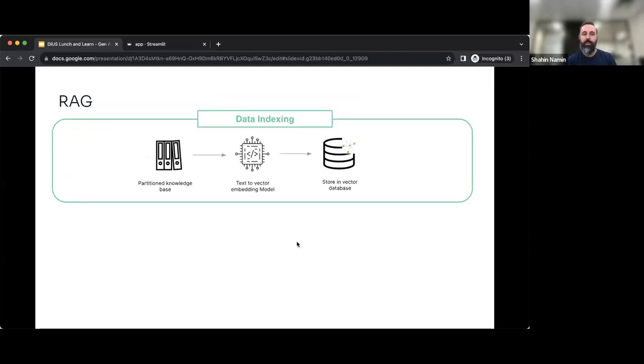It's a two-phase process. In the first phase, you go and index the data. What you do is that you go and partition your text data set into smaller partitions. It might be sentences, it might be paragraphs, it might be overlapping parts of the text. And then for each of these partitions, you send them to a natural language processing model that converts them into a vector embedding, which is basically a set of numbers that represent the text and the information that was available in that text.